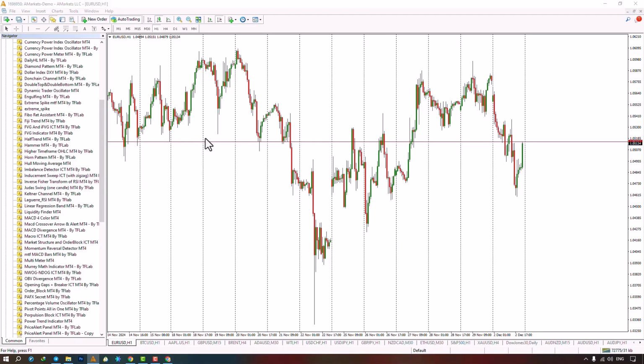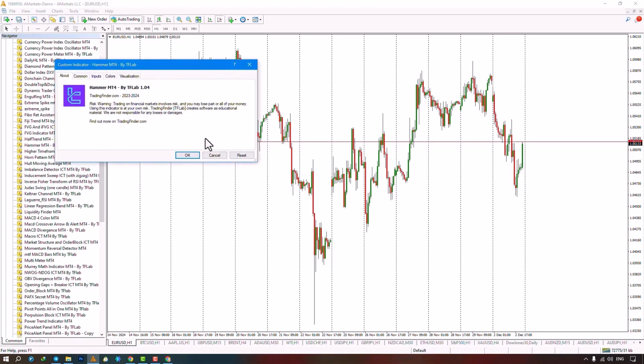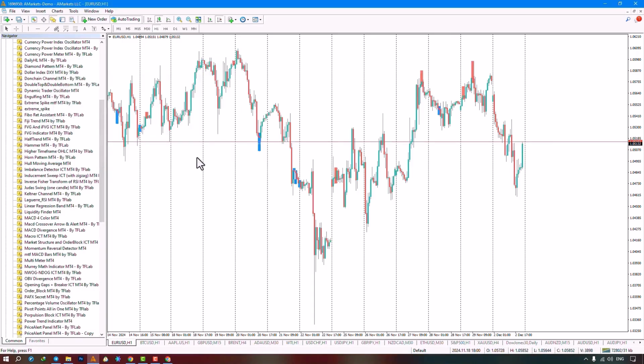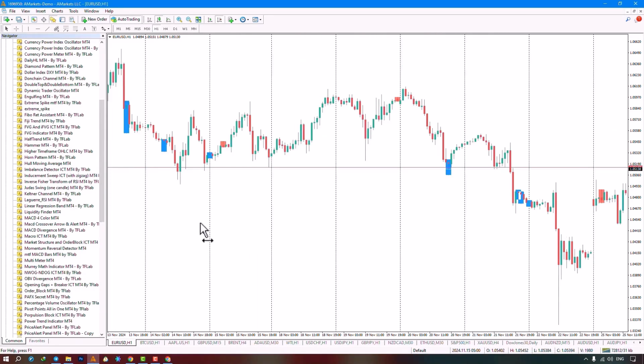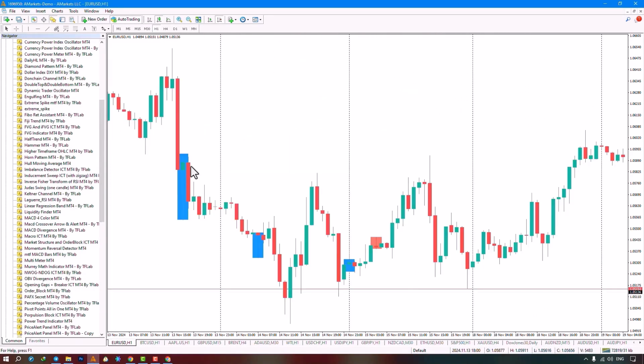It draws hammer patterns relying on 2 moving averages. Once the indicator is placed on the chart, it starts searching for and drawing bullish and bearish hammer patterns on the price chart.